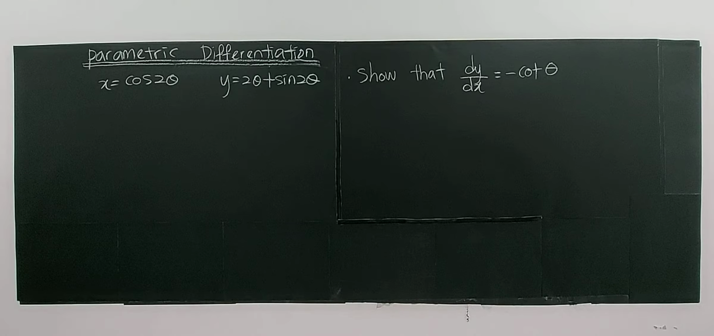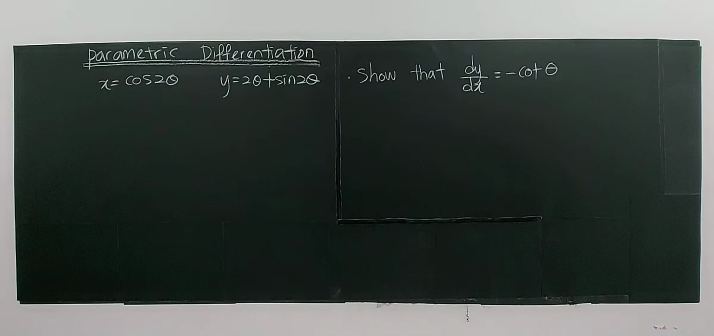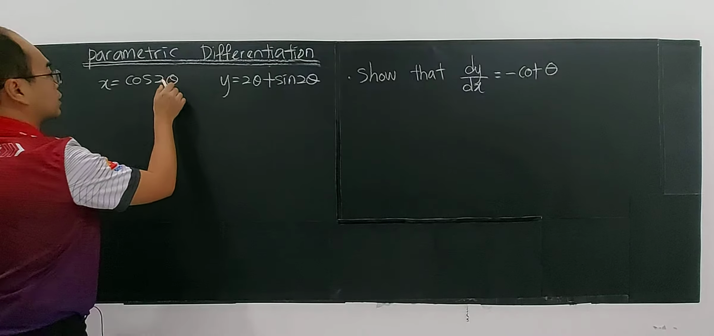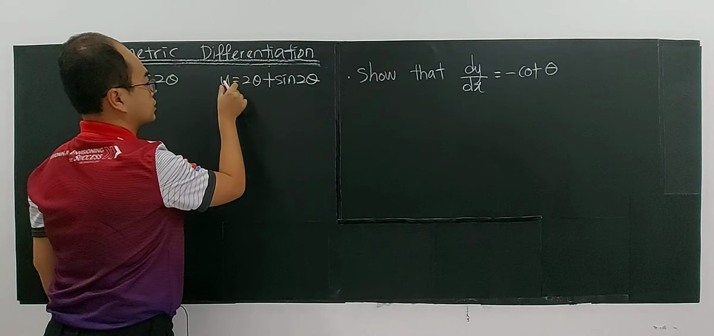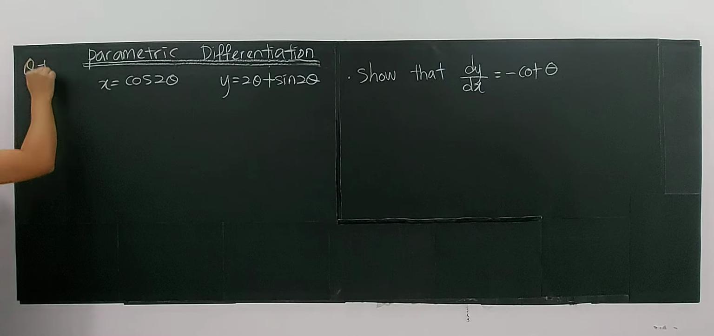Alright, okay, this is another example for parametric differentiation. So we have x equals cos 2 theta and y equals 2 theta plus sine 2 theta. So show that dy/dx is negative cot theta. As you know, theta will be your parameter, which can relate x and y.